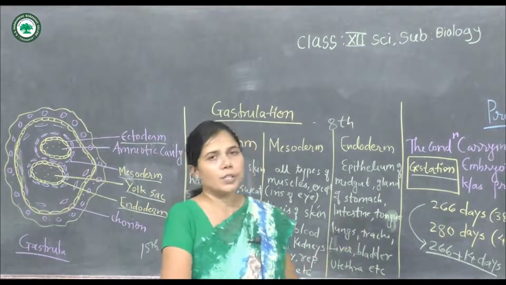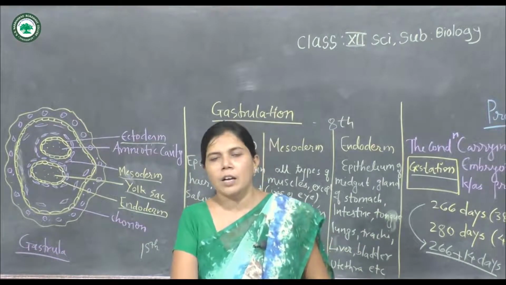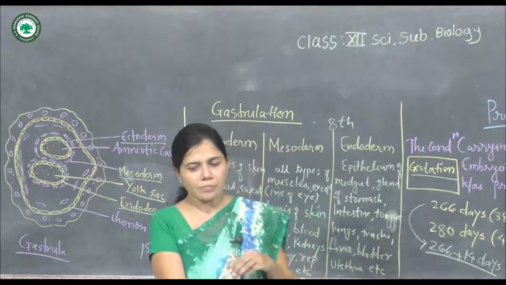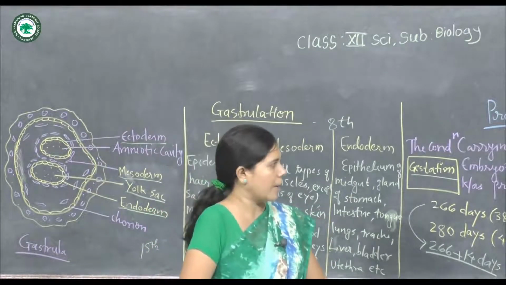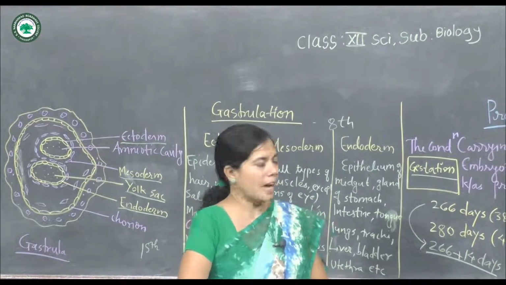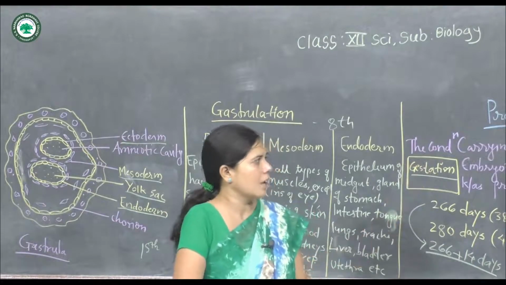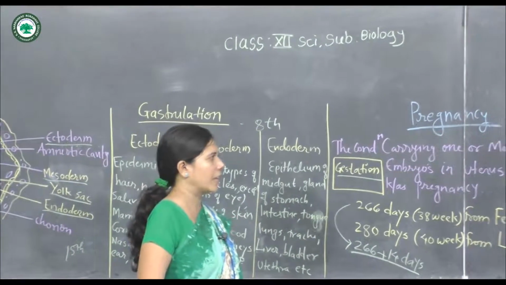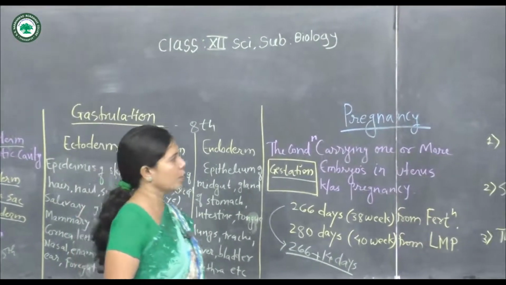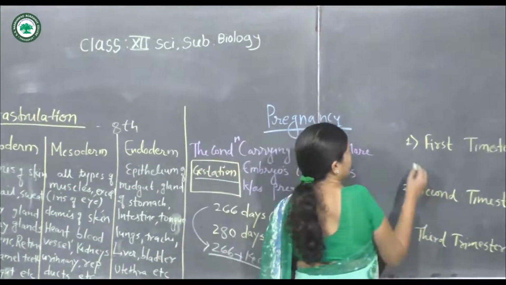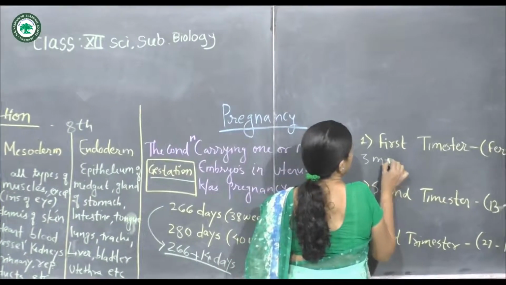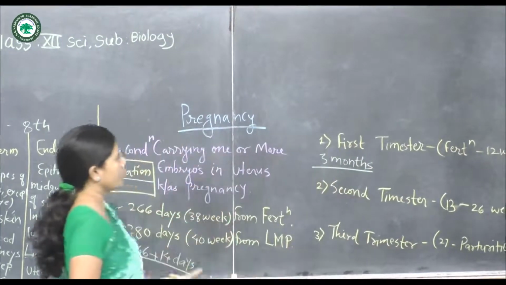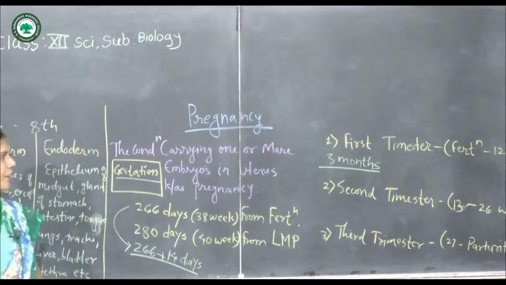The average duration of pregnancy is 9 months, and the 9 months are divided into 3 trimesters. The first trimester is from fertilization to the 12th week. The duration is 3 months.